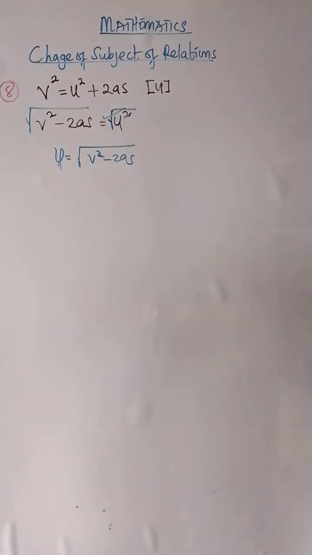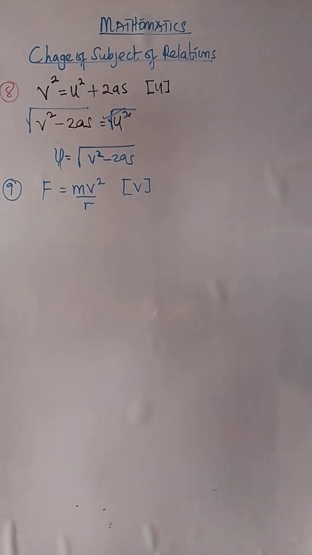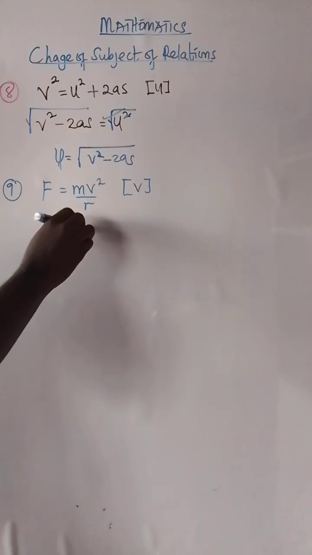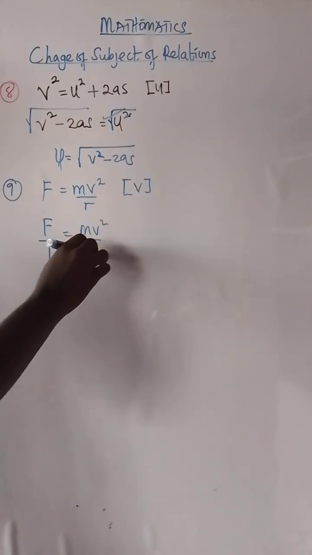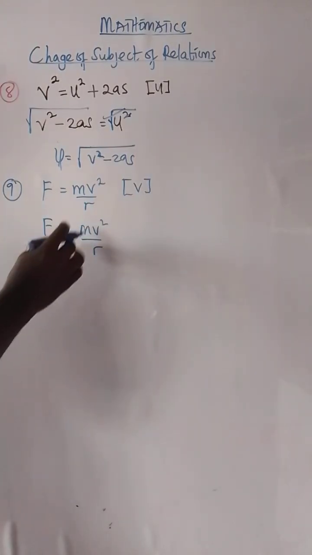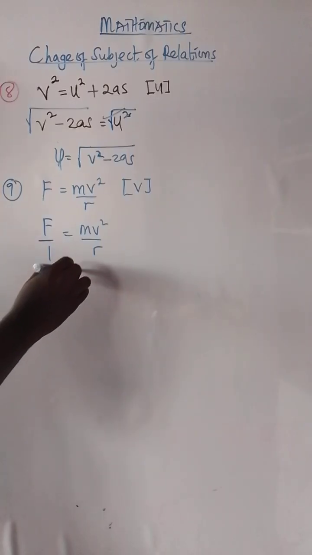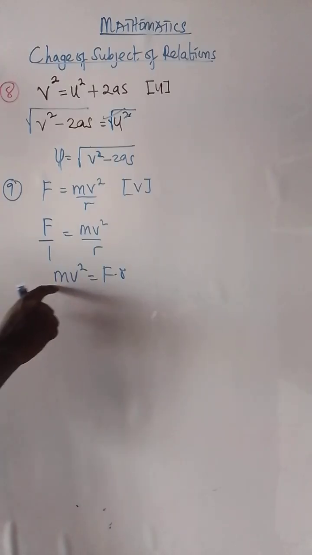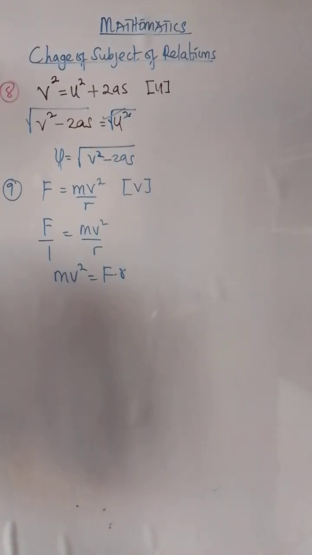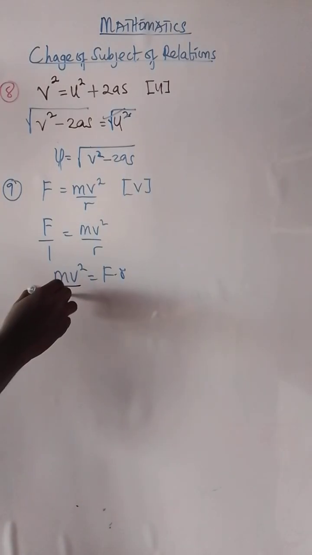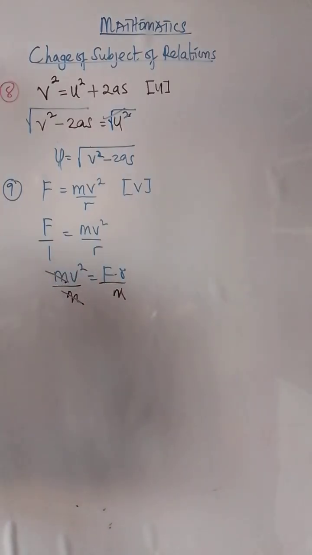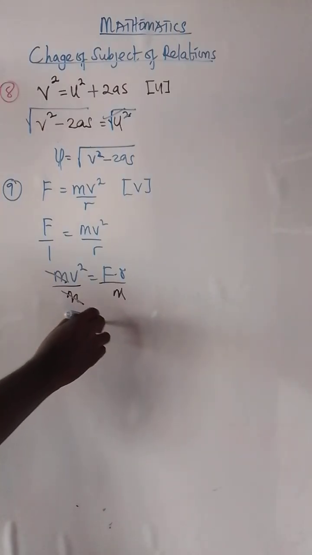Let's take another example. Here our aim is to make V the subject. So this can be written as F over 1 equals to mv squared over r. If you cross multiply, mv squared multiplied by 1 is still mv squared equals to fr. Then from here, our aim is to get V. So this m has to go. So we'll divide both sides by m. This takes this away. From here, V squared becomes fr over m.